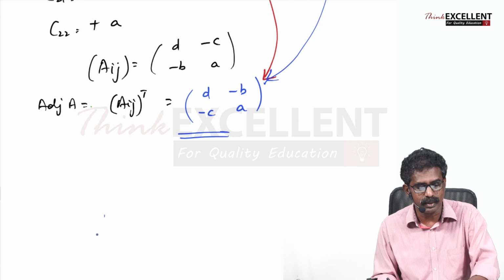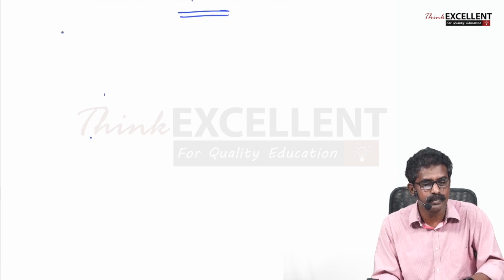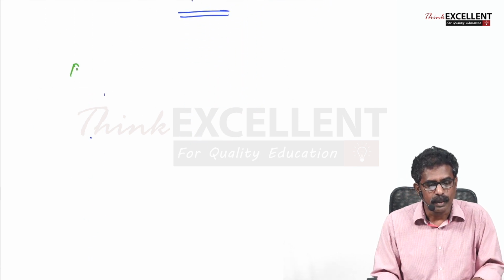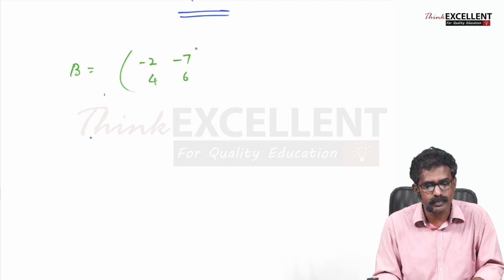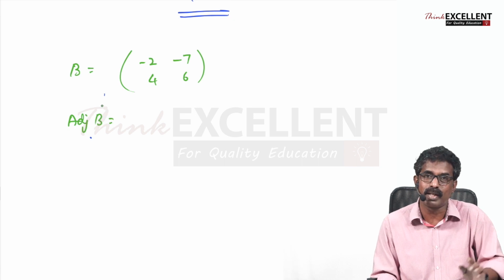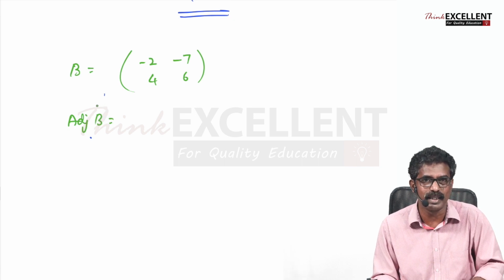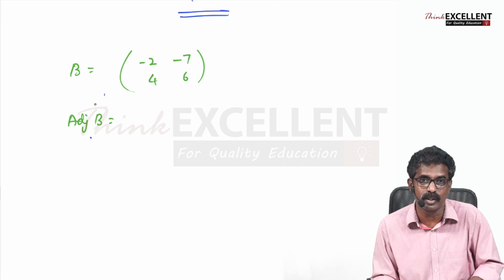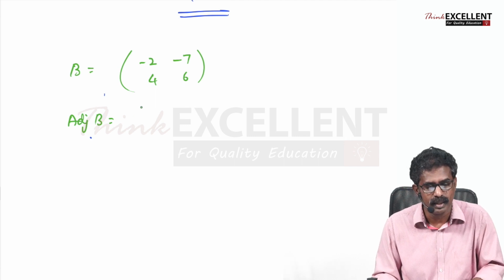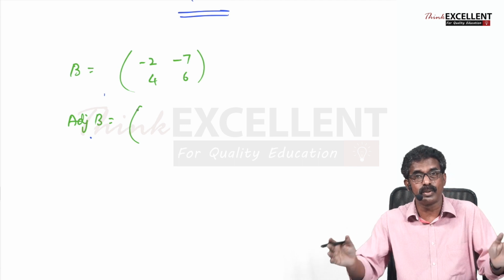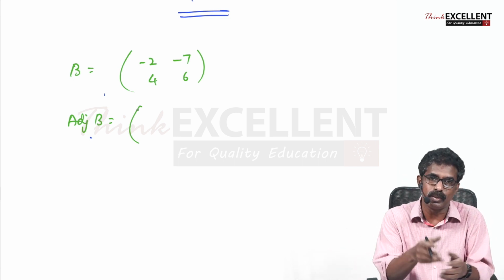So listen, one example. Let us try direct method. Suppose B is a matrix, minus 2, minus 7, 4, 6. I want adjoint B. Directly adjoint B. We are not finding cofactor matrix and all. For 1 mark, you do like this. For other sums, for checking, you can do. Otherwise, better write the steps. Suppose it's a very lengthy question, this is one step. Then you do directly.